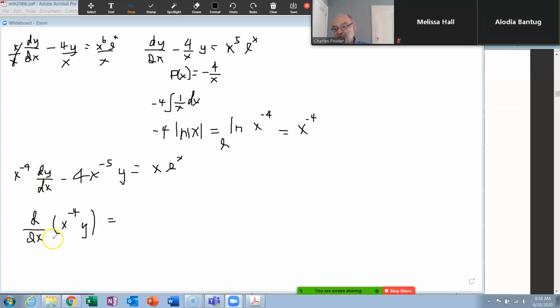D by dx of a product form is going to be the first times the derivative of the second. X to the minus 4 times dy dx. That part is perfectly fine. Plus the second, y, that's good, times the derivative of the first. What's the derivative of the first? Minus 4 times x to the minus 5. Excellent. That is exactly what we've got there. So this is a perfect derivative. So this is supposed to be e to the x, the left-hand side.